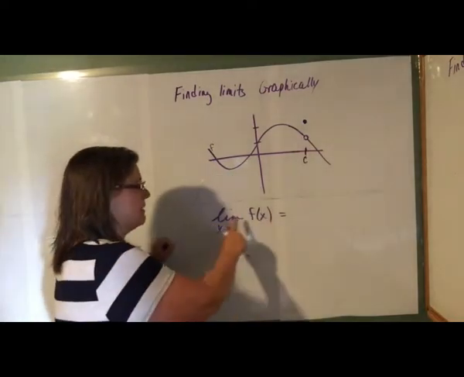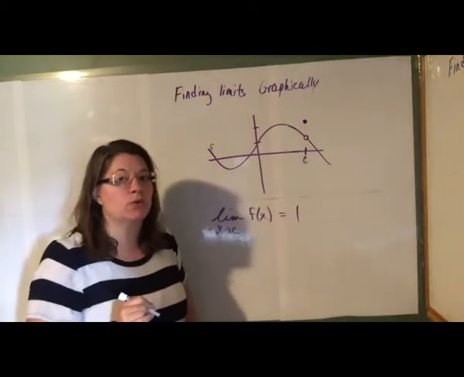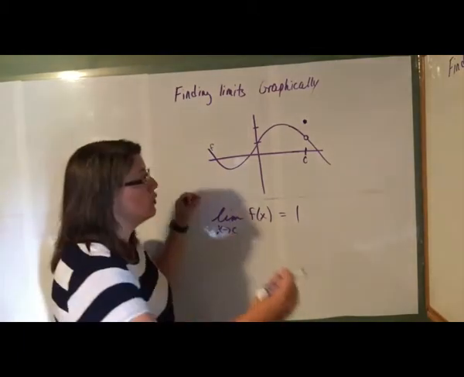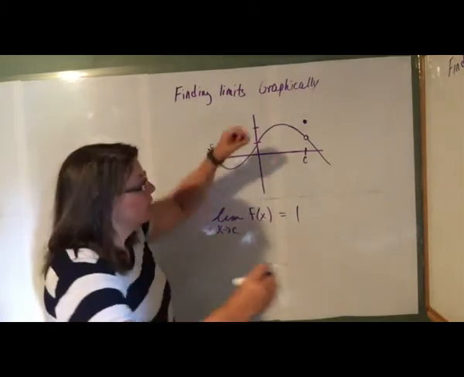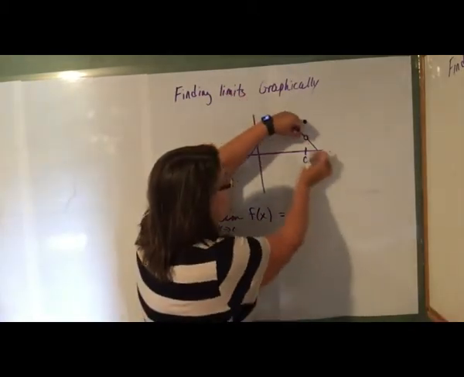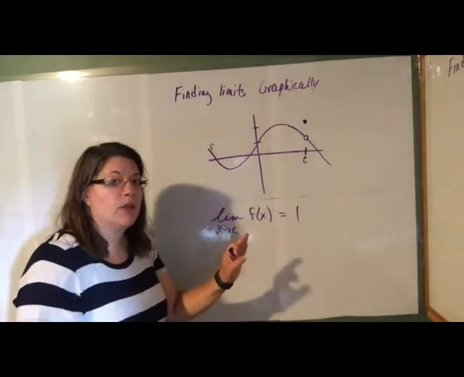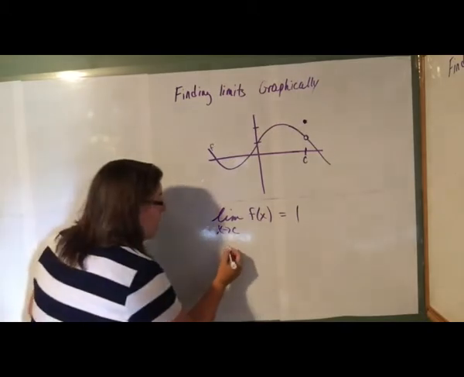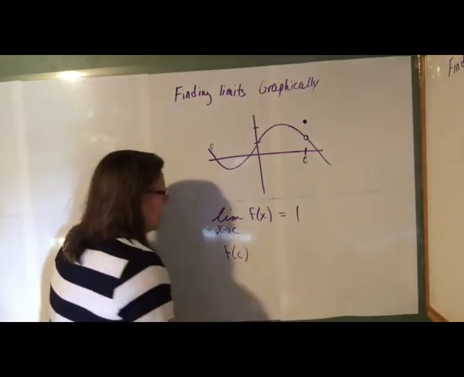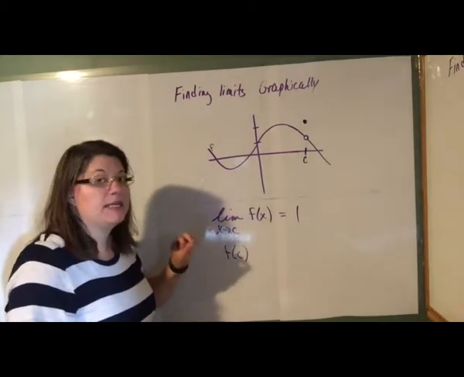So my limit as x approaches c of f of x here is in fact equal to 1 because it's approaching the same thing from the right and the left. They're honing in on the same y value there. Now, one thing you have to understand, and we talked about this in the last section, is f of c and the limit as x approaches c can be different.